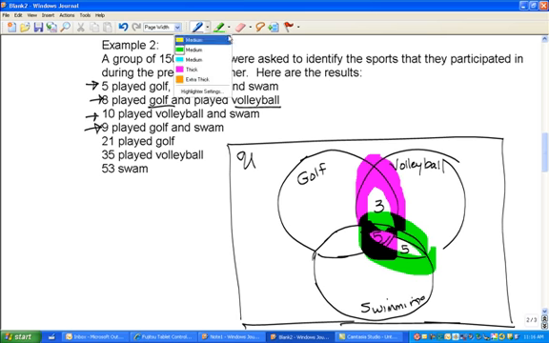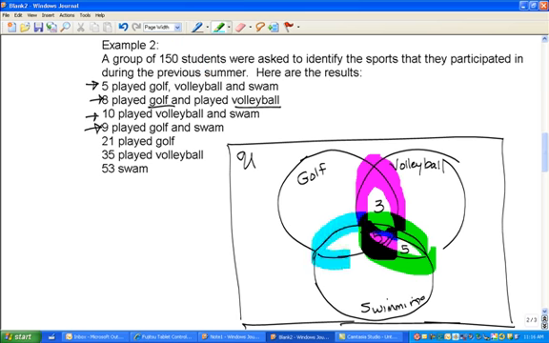So let's see, we'll get the blue one. Golf and swimming. Well, we already have 5, so we need 4 more. Okay, now we go to the individual circles. 21 played golf. How many do we have in golf so far? We have 4 plus 3 plus 5. That would be 12. So we need 9 more to make 21.